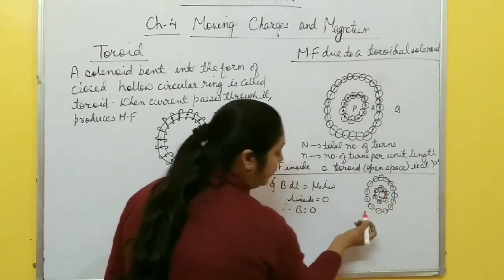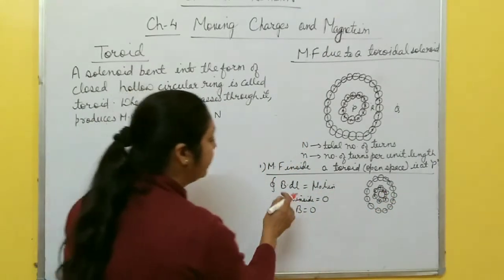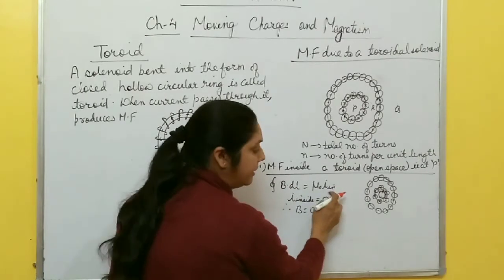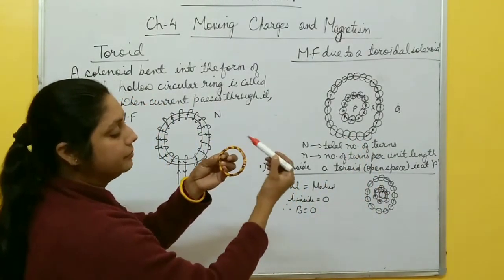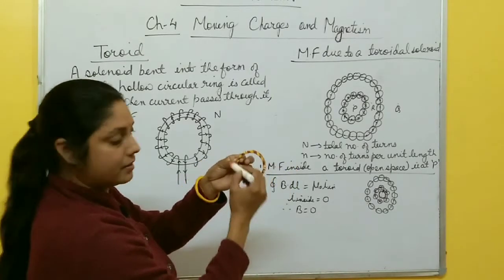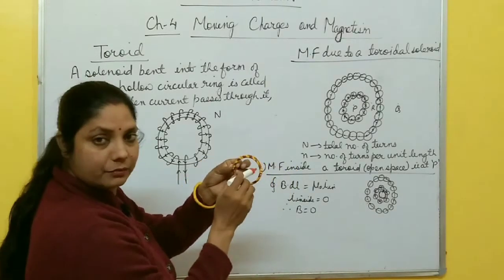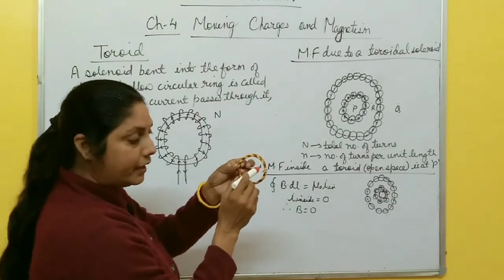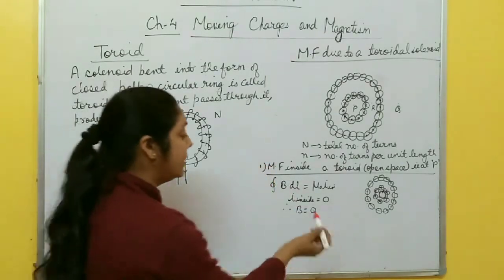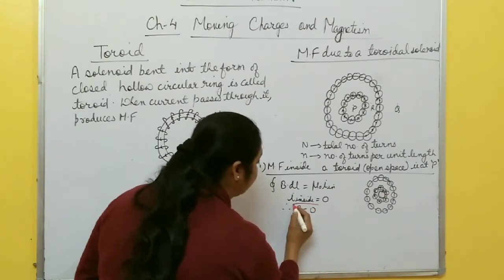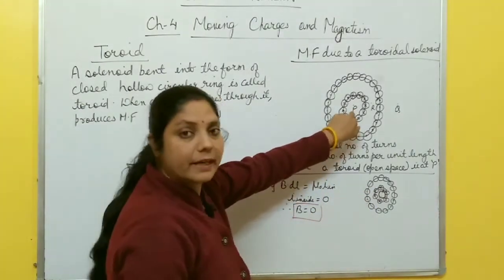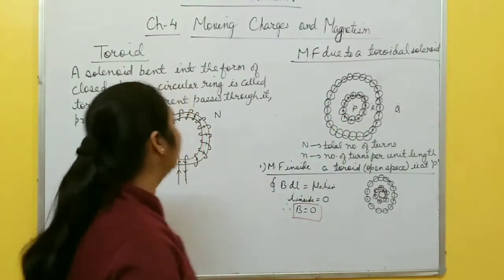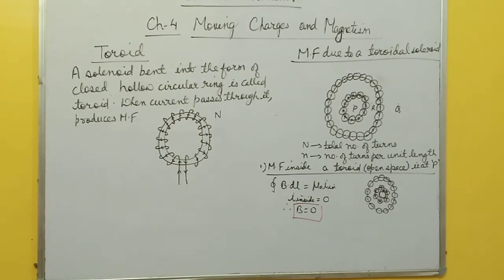According to Ampere's Circuital Law, the integral of B dot dl is mu naught I inside. But inside the open space, current is passing only over this circular ring. Inside the free space of the toroidal solenoid, no current is there. So I is 0, it means B is 0. So the magnetic field inside the toroid, that is in open space, is 0. Okay, please note down. Then next we will find the magnetic field outside the solenoid.